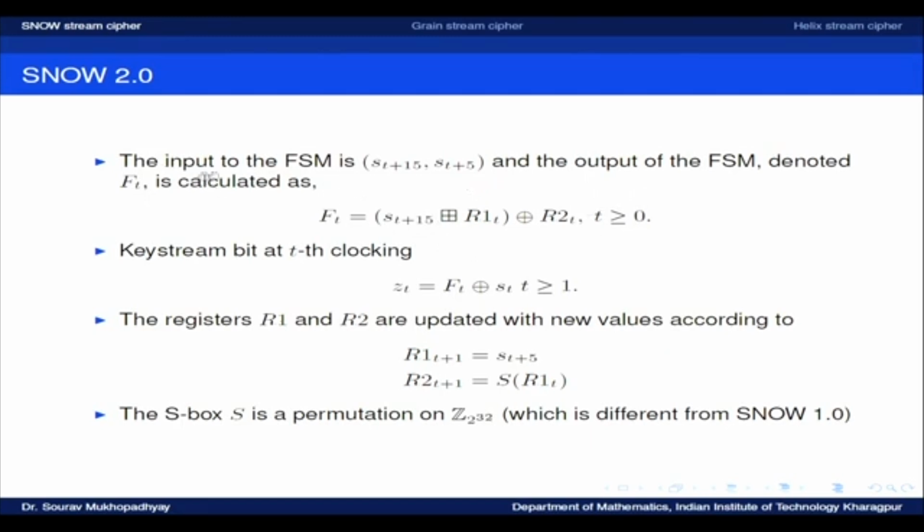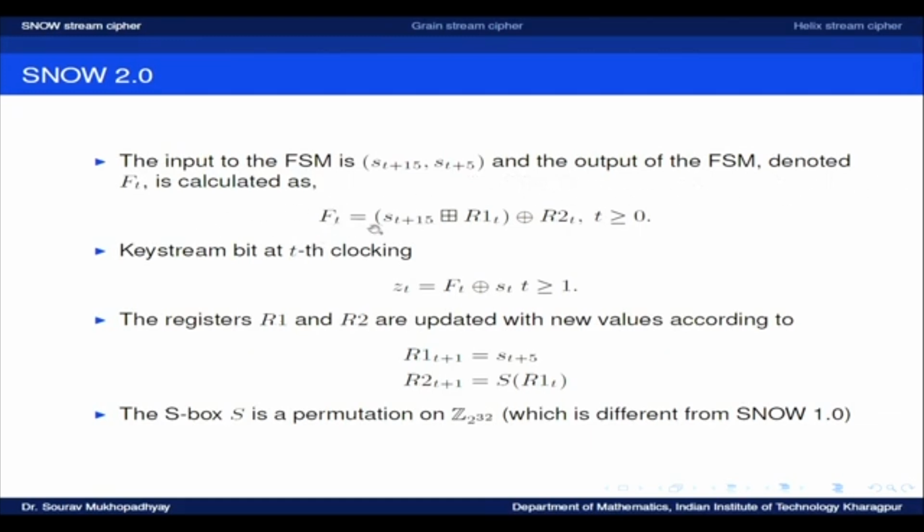So this is the input to the finite state machine. This is how we update the finite state machine, that is R1 and R2, at t plus 15 and t plus 5.